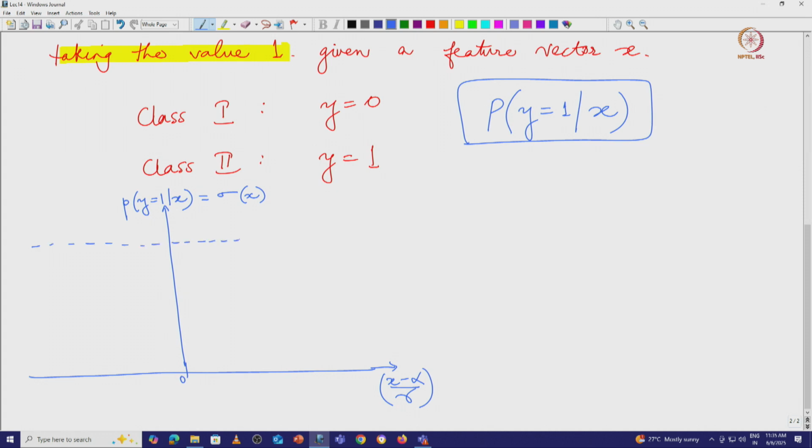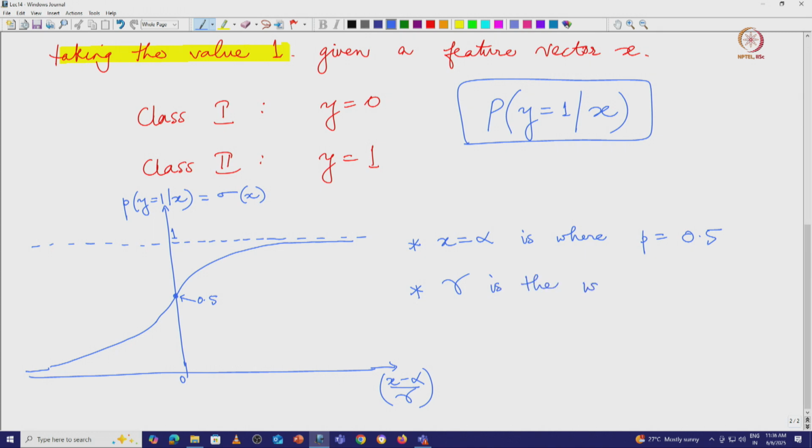The nice thing about the logistic function is that it always lies between 0 and 1. When this (x minus alpha) by gamma is very low, it starts right off at 0, and then when x is equal to alpha it reaches exactly 0.5 and then continues its journey right up to 1. So, this value is equal to 0.5. In some sense, x equals alpha is where the probability is half. That is one way to understand what alpha is. It is the value of x at which p is half, and gamma on the other hand denotes the width of the logistic function.